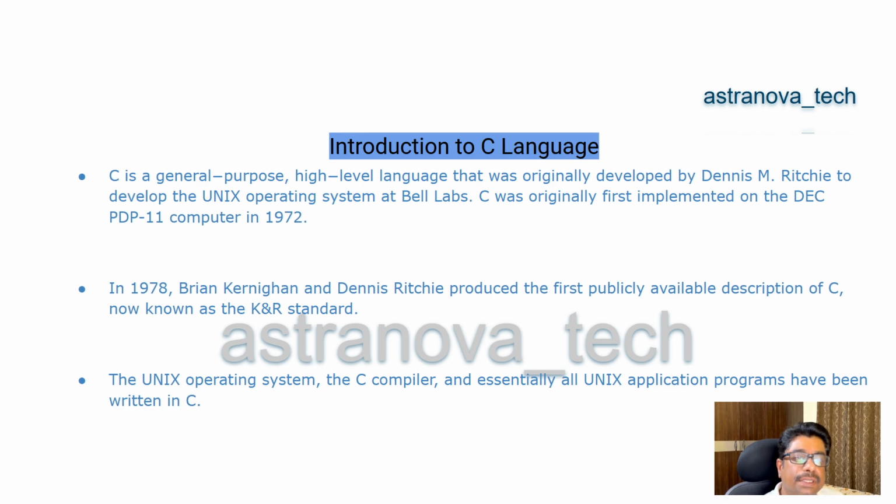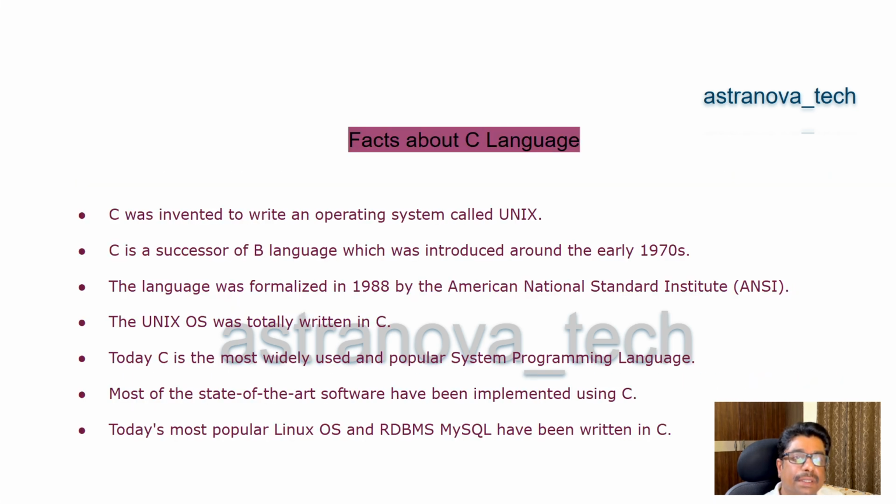So next thing we can see is the facts about C language. C was invented to write an operating system called Unix. So C is a language which is developed, and it has a lot of libraries. Those libraries are written in C language itself.